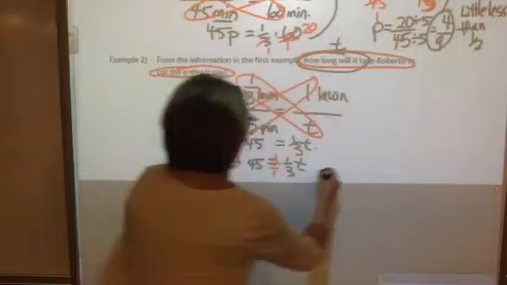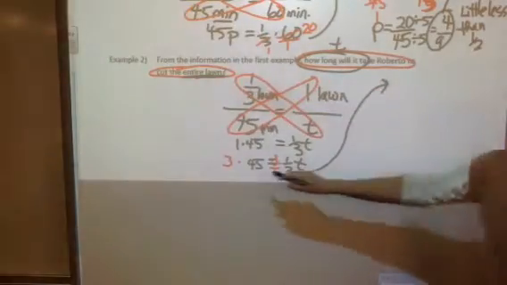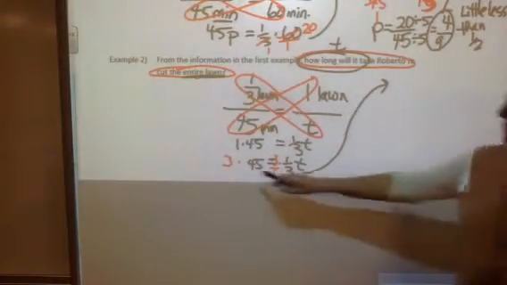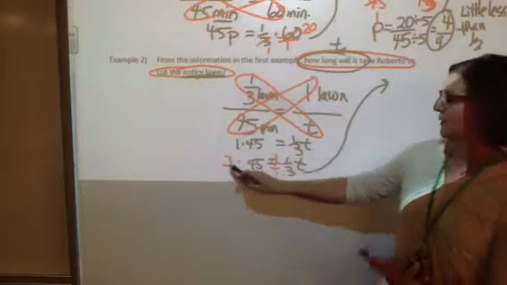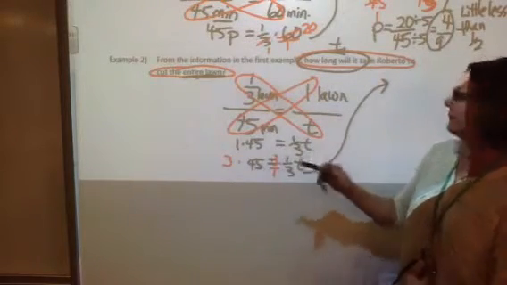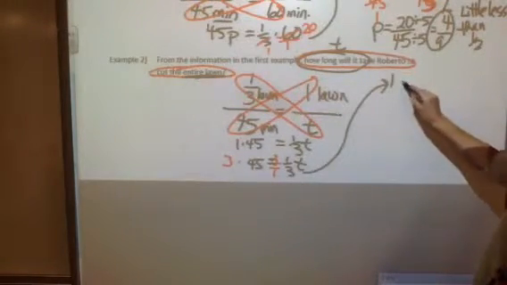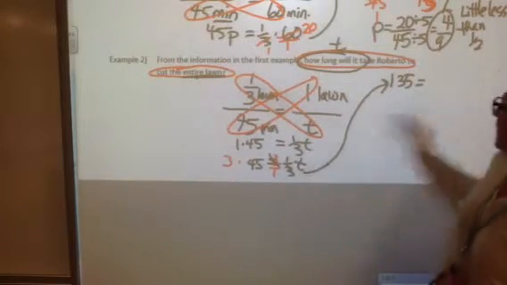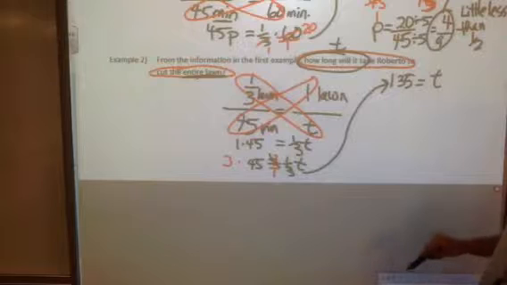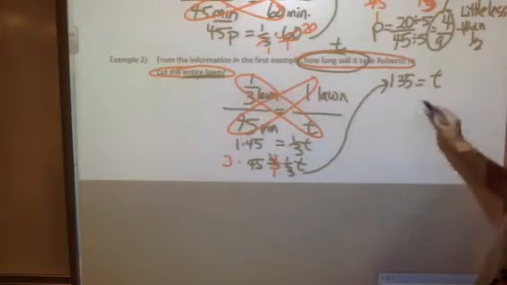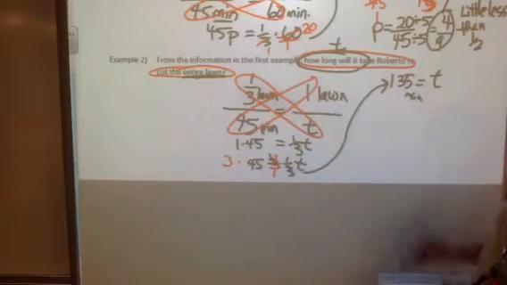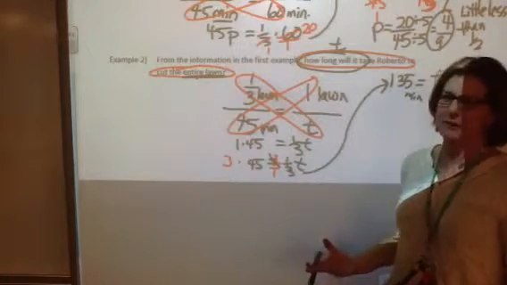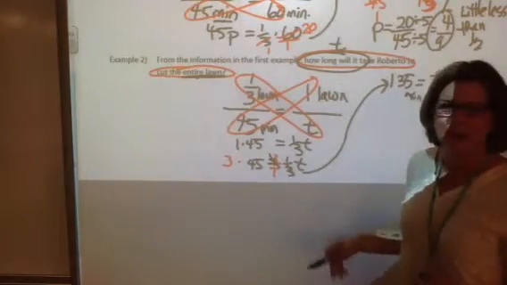So now if we come up here, we have to do 3 times 45, which is 3 times 40 is 120, and then 3 times 5 is 15, and 120 and 15 is 135, is equal to, the 3's cancel, so we're left with just 1 T. So T is equal to 135 minutes. Now most customers will be like, 135 minutes, what's that? Do the math for me.